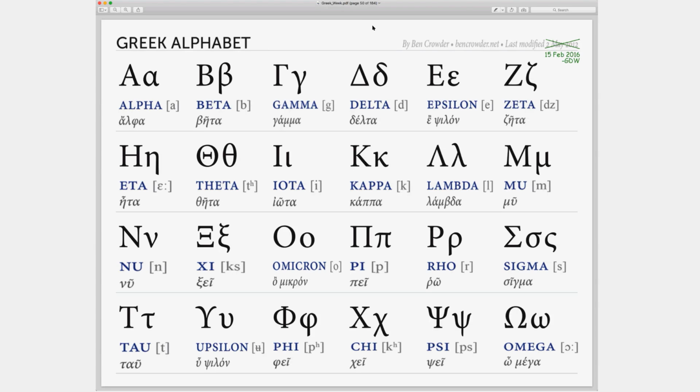I think I pointed this out before. Make sure that you remember there's an anomaly here. This final sigma is the same as a little normal character for sigma, but you put this if it's at the end of the word. Okay.